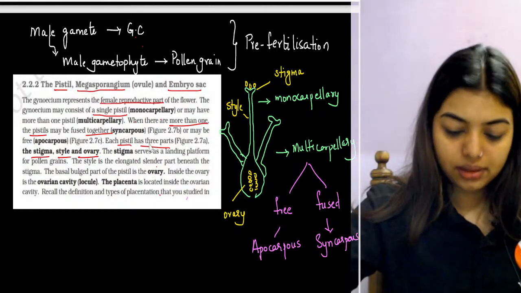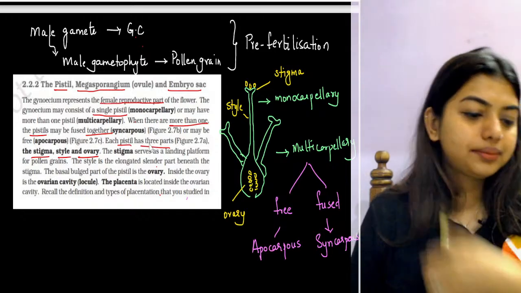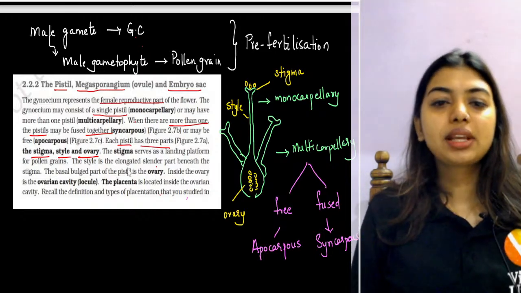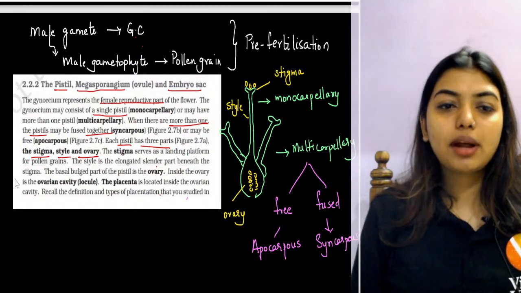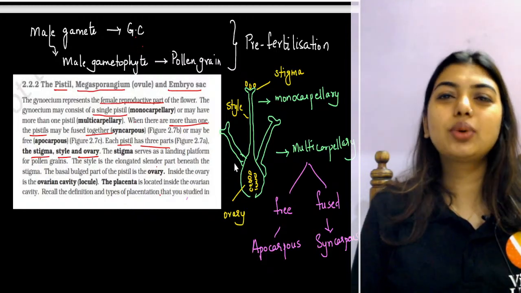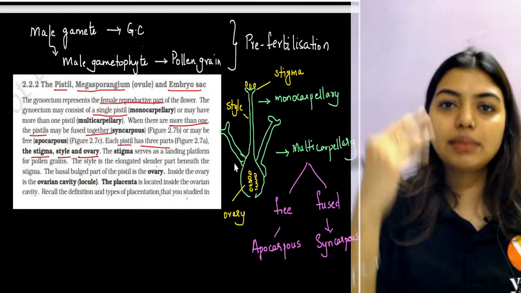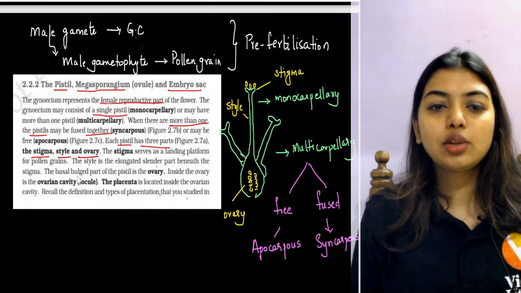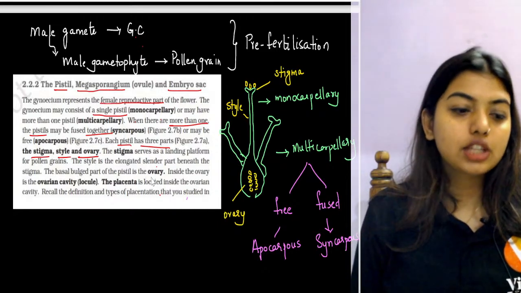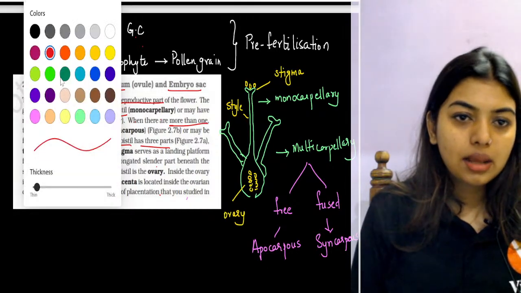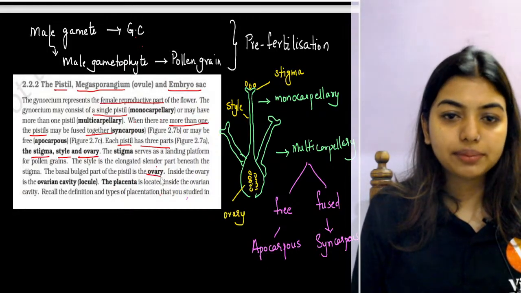Okay. Now look here. The style is an elongated slender part beneath the stigma. This is basically to connect, right? Ovary to stigma, there should be a connection, so style is there. Now the basal bulged part of the pistil is ovary. Okay, the basal bulged part is called the ovary.